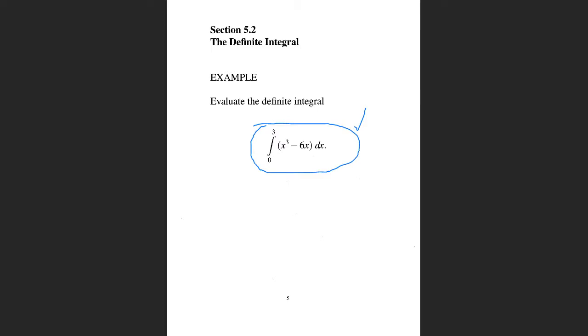We call it a definite integral, by the way, because in the definite integral we have actual limits: a bottom limit, which is a equals 0, and a top limit, which is b equals 3. So this is a definite integral. Let's go to the solution here. Let's start looking at the solution.